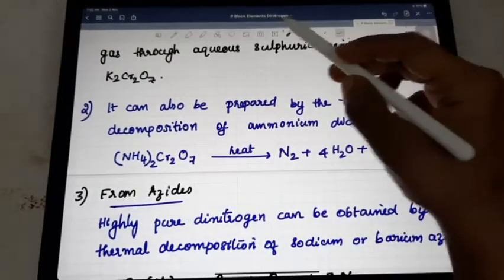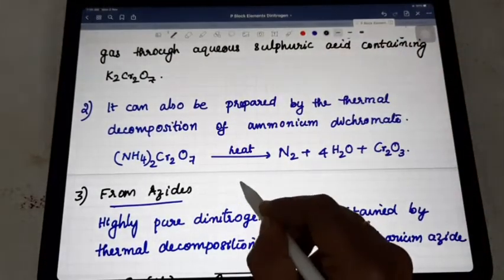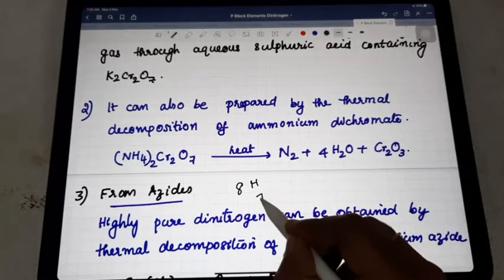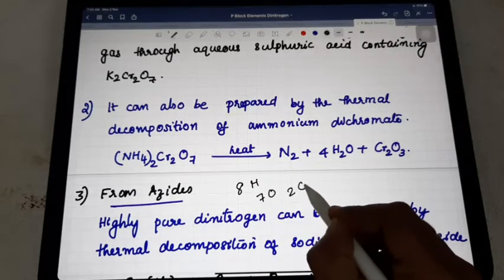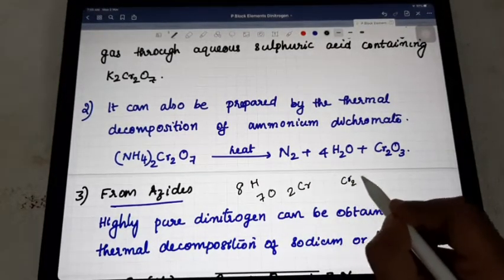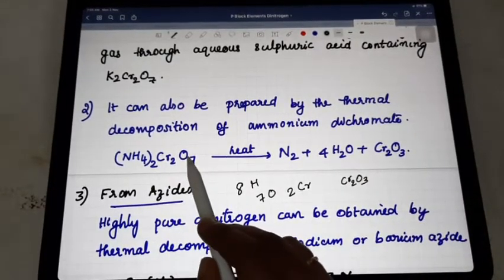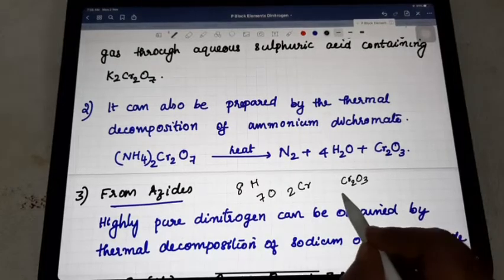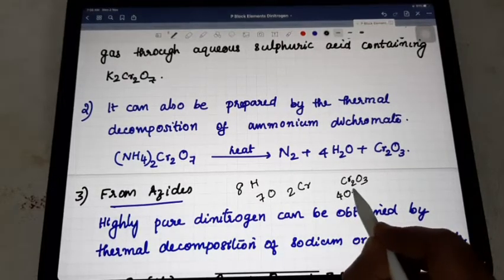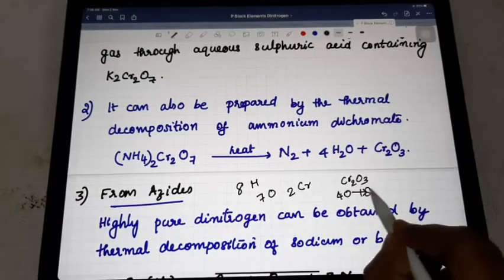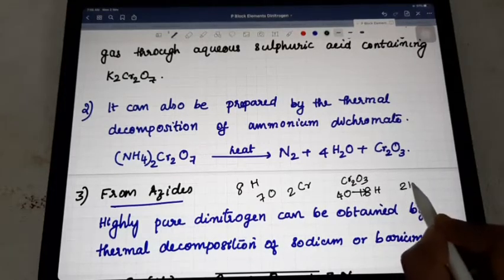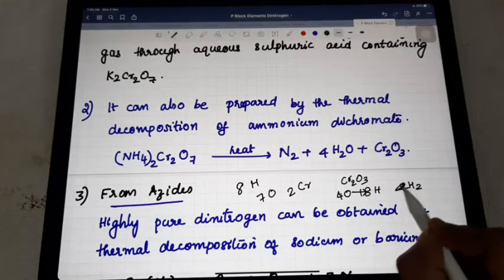So what can we do? 8 hydrogen, 7 oxygen, 2 chromium. So Cr2O3, you have to be 2 chromium now. 2 Cr and 3 oxygen from this. So how many oxygen are remaining? 4 oxygen. So 8 hydrogen and 4 oxygen. So you can write it like this, 4H2O.